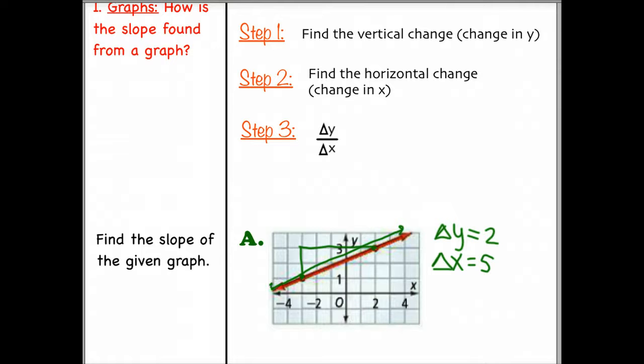So now our final step is to write the change in y over the change in x. So we are going to have 2 over 5. So 2 over 5 is our slope. Seems easy enough, huh? I think so.